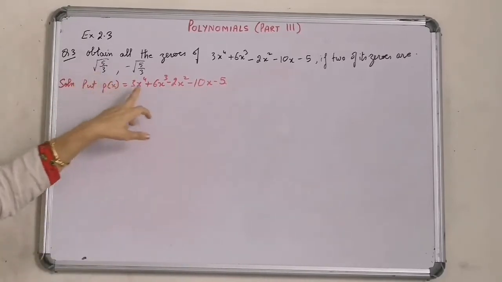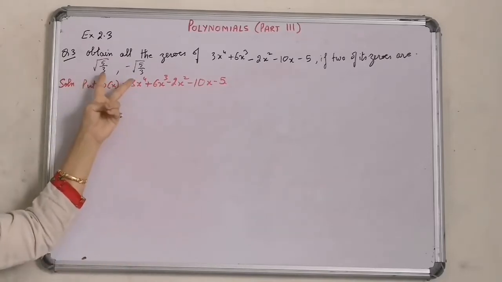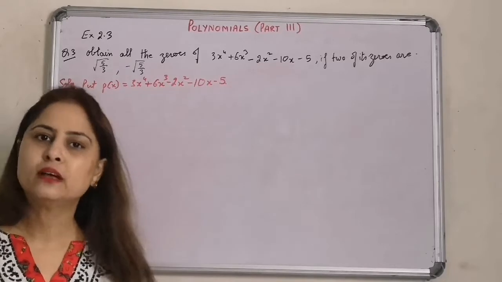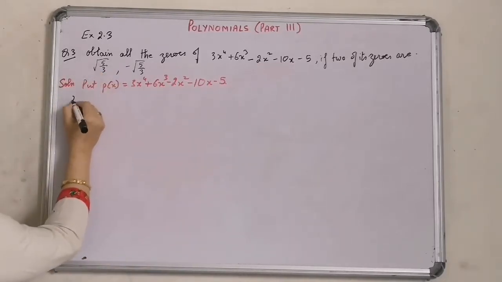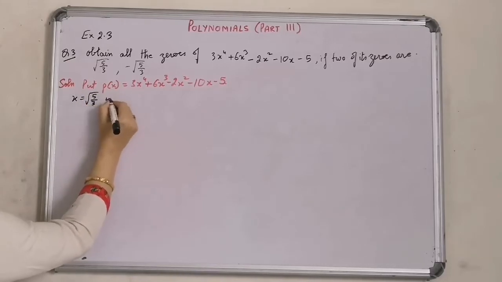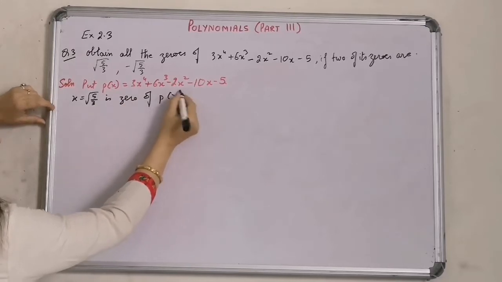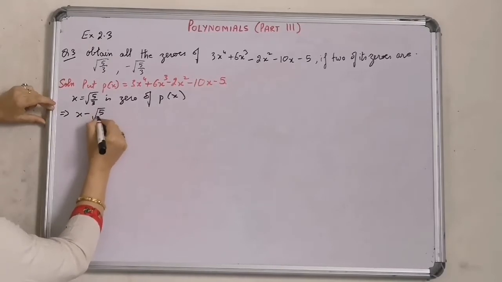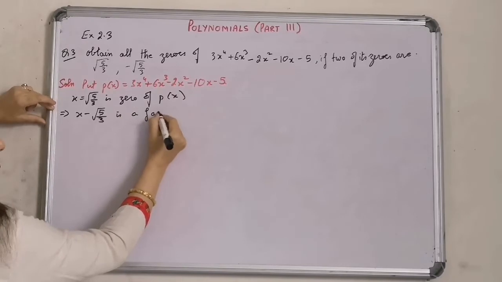Now its degree is 4. It means it should have 4 zeros. We are given 2 of its zeros and we have to find the other zeros. Obviously we have to find the other 2 zeros. Let's see how it works. Now what they have given, x is equal to root 5 upon 3 is a zero of p(x). So by definition of the zero of a polynomial, this implies x minus root 5 upon 3 is a factor of p(x), right?